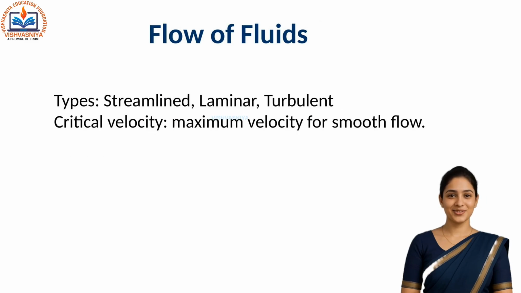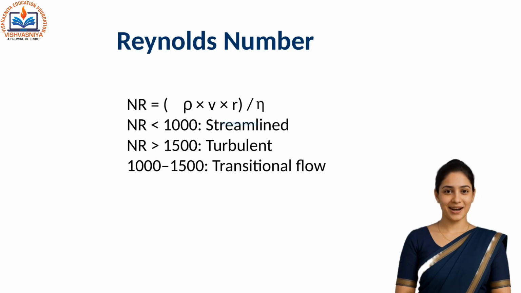Fluids can flow in 3 ways: streamlined, laminar, turbulent. And every fluid has a critical velocity beyond which it becomes turbulent. Reynolds number helps us identify the type of flow. Less than 1,000, smooth; more than 1,500, turbulent; between 1,000 and 1,500, transitional flow.